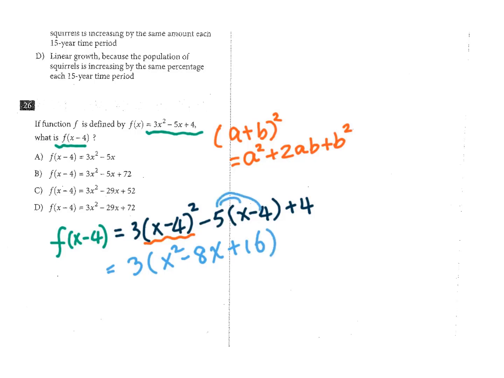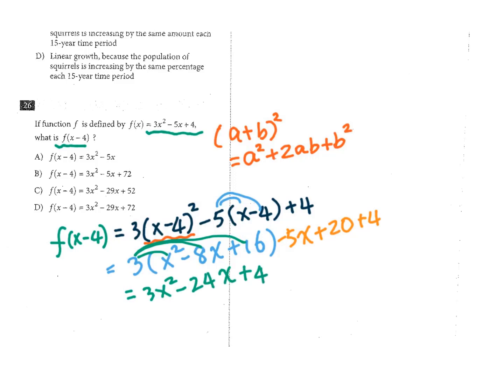Then we do the distributive property. For this, we got minus 5x plus 20 plus 4. Then we do the distributive property. For this one, you got 3x squared minus 24x plus 48.